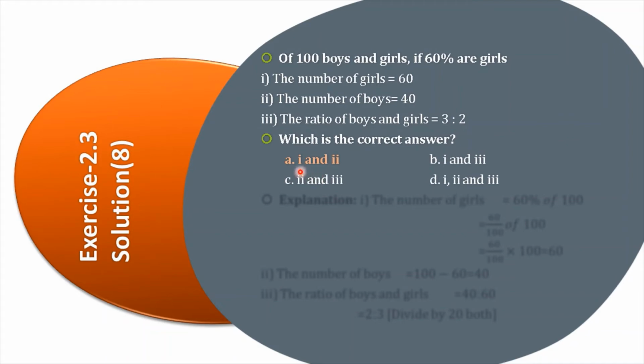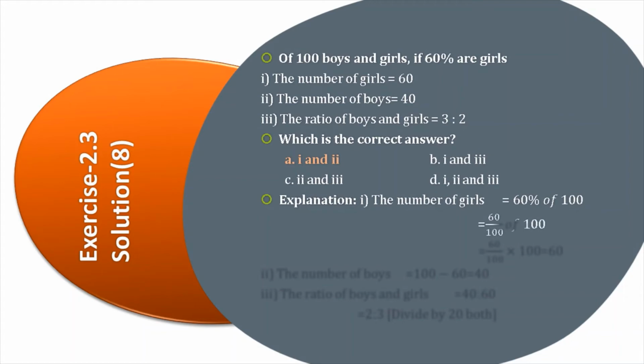As you can see the marked part, this is our desired answer. Let us see the explanation of how we get this answer. Explanation: the number of girls equals 60% of 100. That is our given information from the stem. So instead of the percentage sign we can write 1 divided by 100. That means 60 divided by 100 of 100. And instead of "of" if we write multiplication, then we can reduce 100 and 100, we get 60. So number 1 is correct.